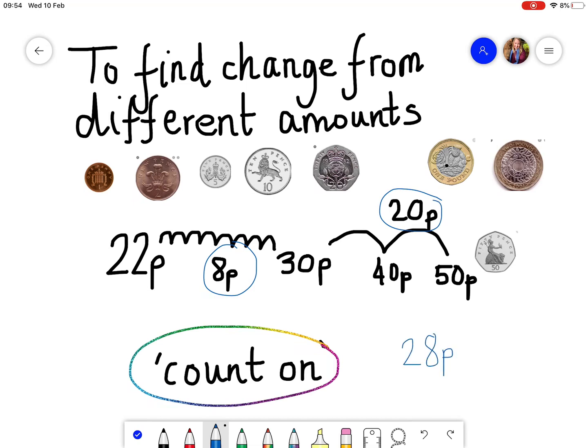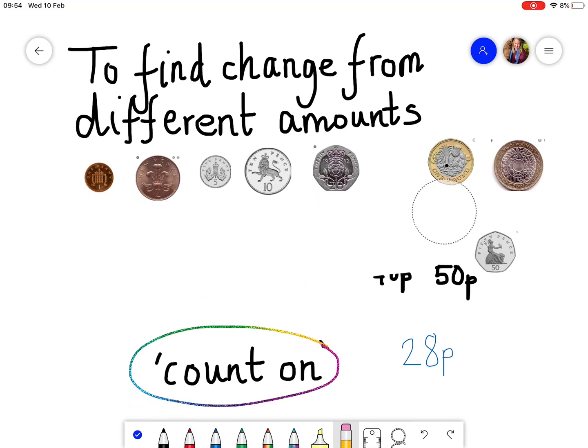So for these slightly harder ones, we jumped to the next 10 first. We jumped from 22 to the next 10. And then once we're at a nice round tens number, you can count in tens up to the amount that you gave the shopkeeper. So that was a slightly harder example where you had to count in ones and in tens. So there's going to be lots of different options for you.